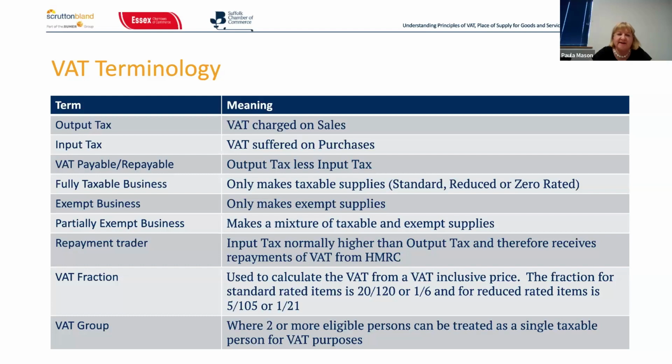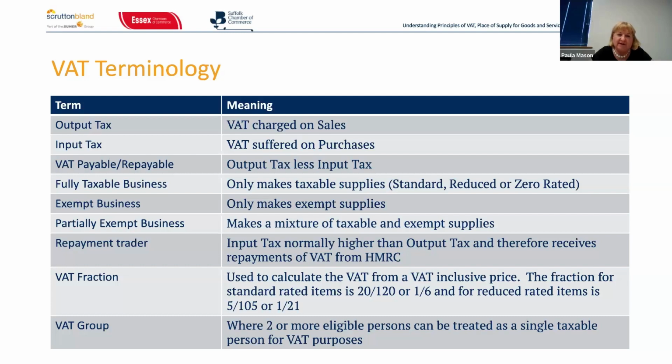VAT fractions are what we use to calculate the VAT from a VAT inclusive price. So the fraction for standard rated items is 20 divided by 120 or 1/6, and for reduced rated items is 5 divided by 105 or 1/21.